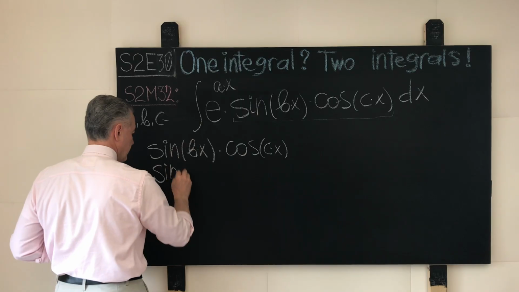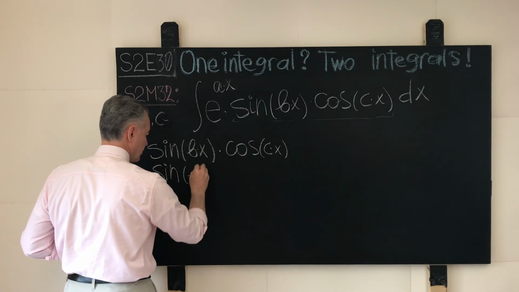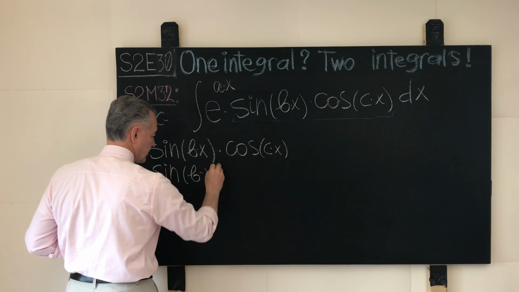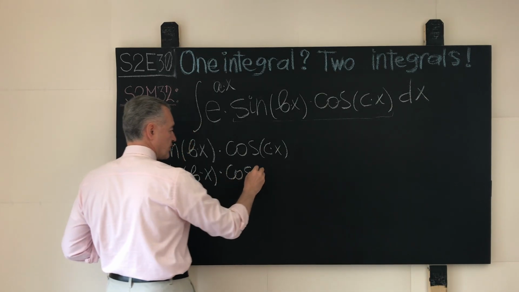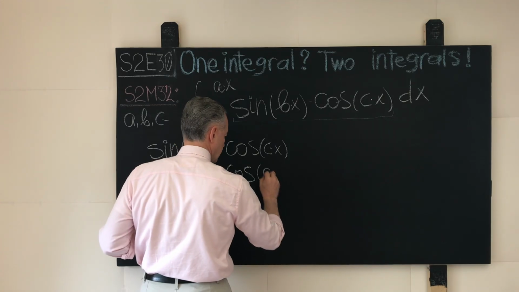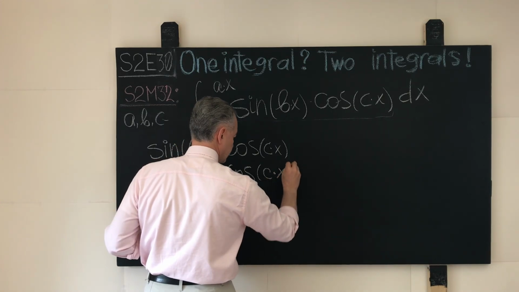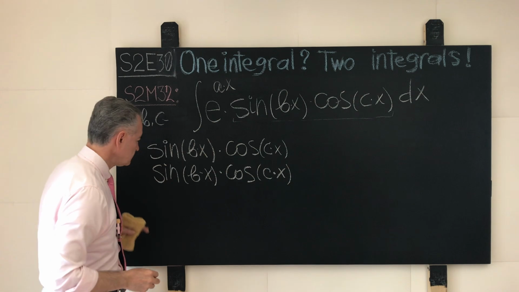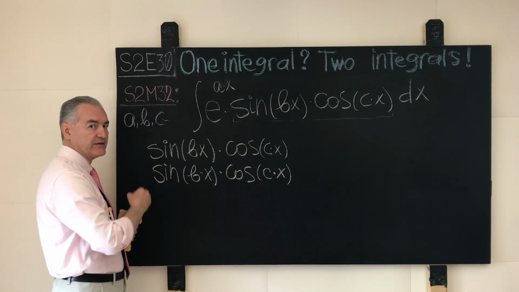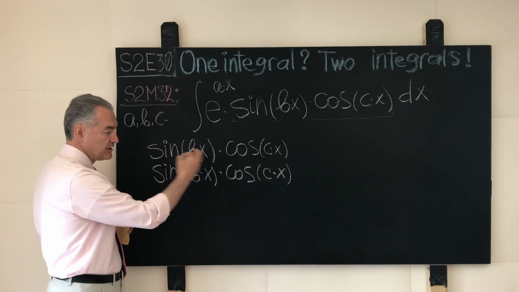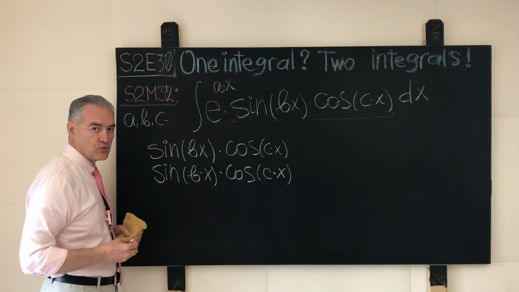Sine evaluated at the argument b times x, times cosine evaluated at the argument c times x. So here I wrote the same material twice. We already incremented the amount of material that we're working with.